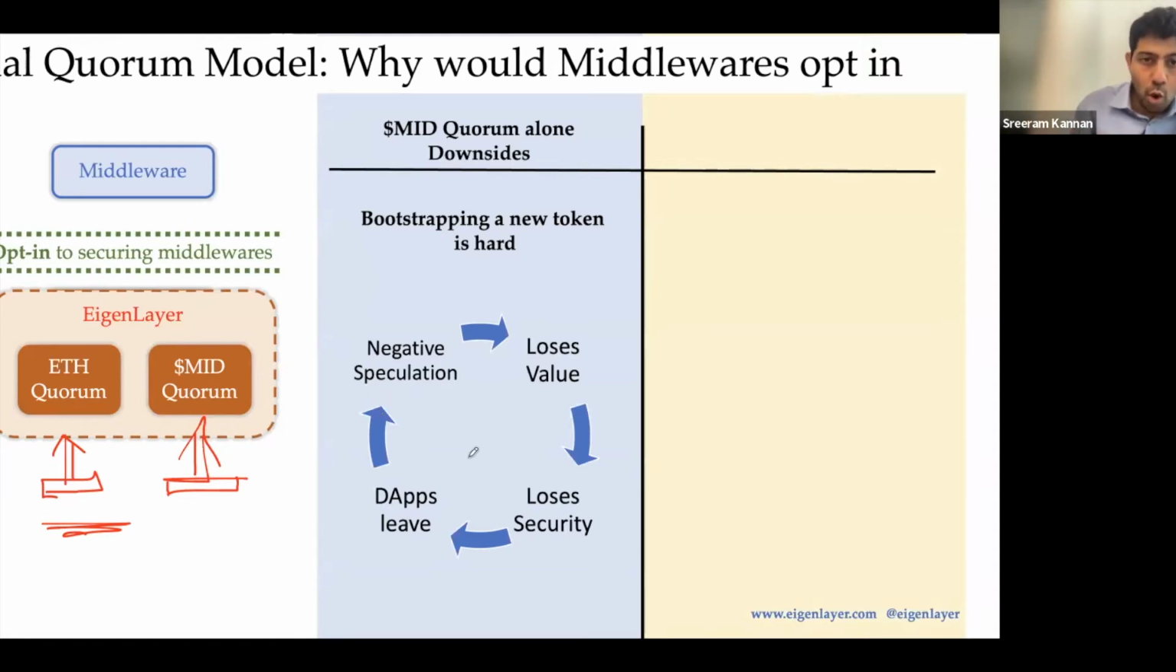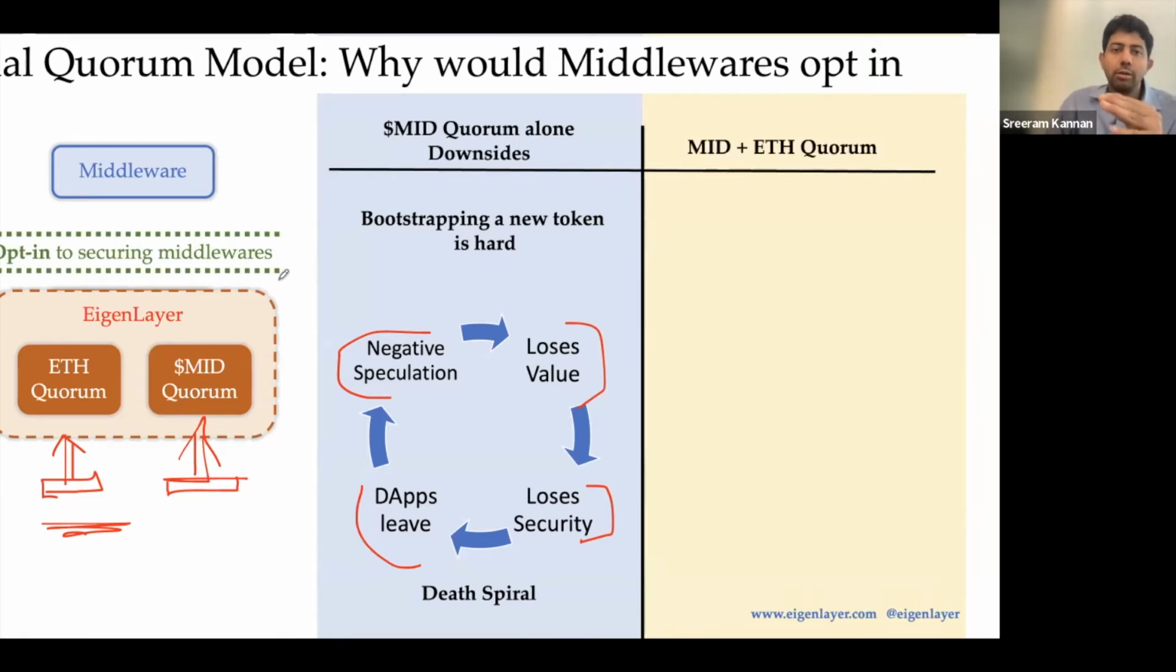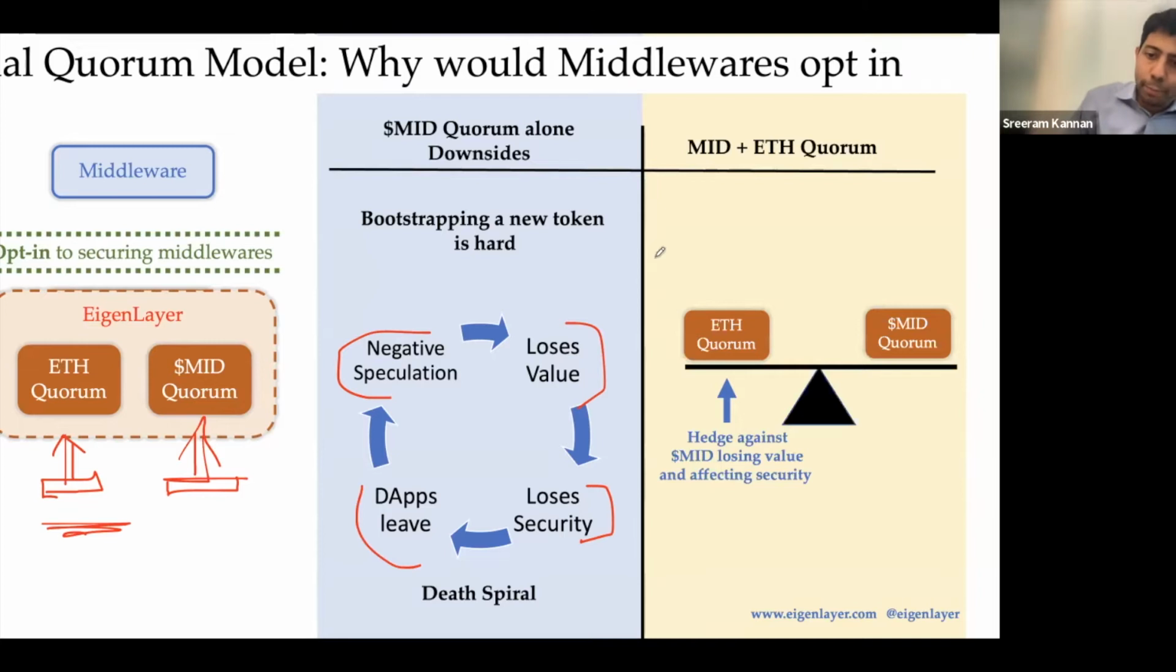The reason you would want it is that endogenous staking, especially if it's not diversified enough, can have negative death spirals, right? For whatever reason, there is some negative speculation and the token loses value. If the token loses value, it could start losing security. And as the system starts losing economic security, dApps or integrations can leave. And leaving dApps or integrations means more negative speculation, going around in a circle. So the dual token quorum is a mechanism to hedge against death spirals, to have a certain amount of security under return without risk.